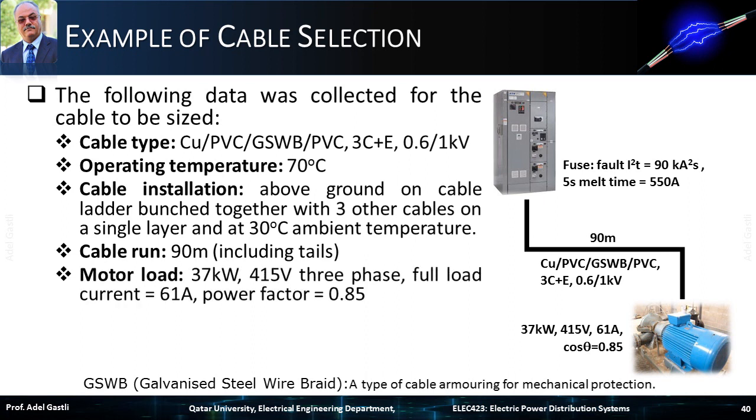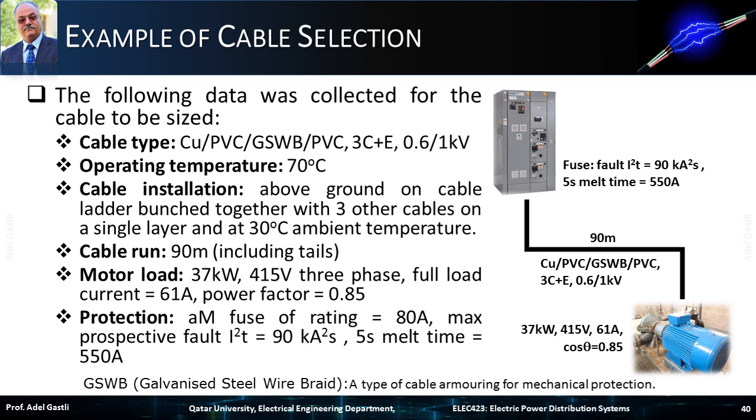Motor load is 37 kilowatts, under 415 volts 3-phase, full load current equals 61 amps, and power factor equals 0.85 lagging. Protection type is an HRC fuse, of rating equals 80 A, max prospective fault energy I²t equals 90 kiloamp seconds, and 5 seconds melt time equals 550 amps.